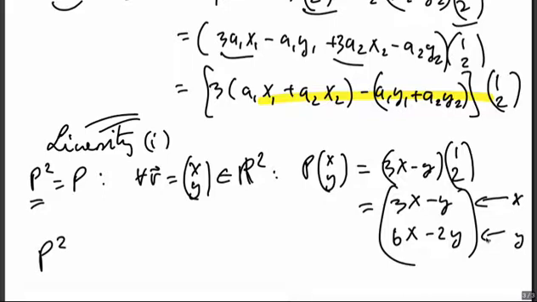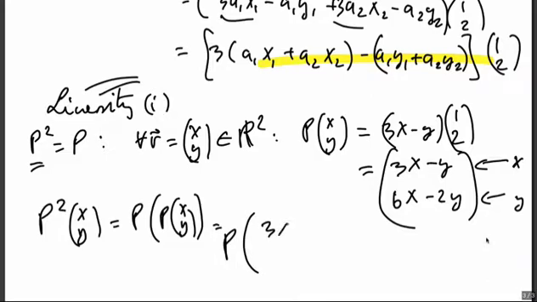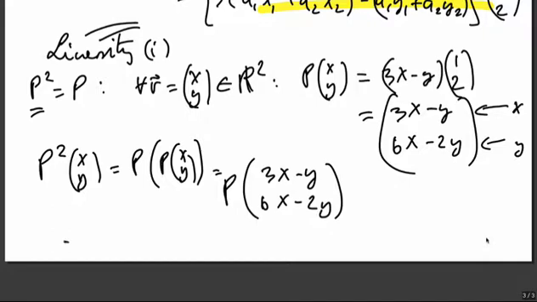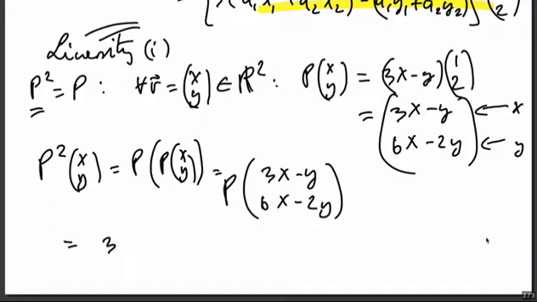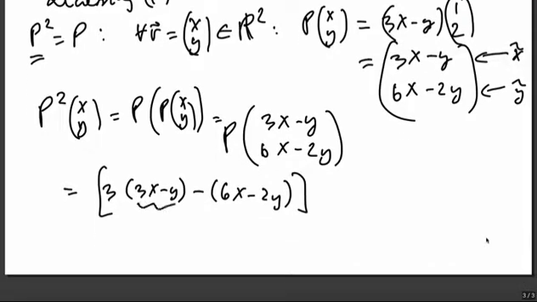So when I apply P squared to xy, which means I apply P to P of xy, that means I have to apply P onto this vector 3x minus y, 6x minus 2y. Then the definition of this is that it's 3 times the x part, which is 3x minus y, minus the y part, which is 6x minus 2y. So if I denote the new x and y places with x tilde and y tilde, then it's 3x tilde minus y tilde, and this is supposed to multiply the vector 1, 2.